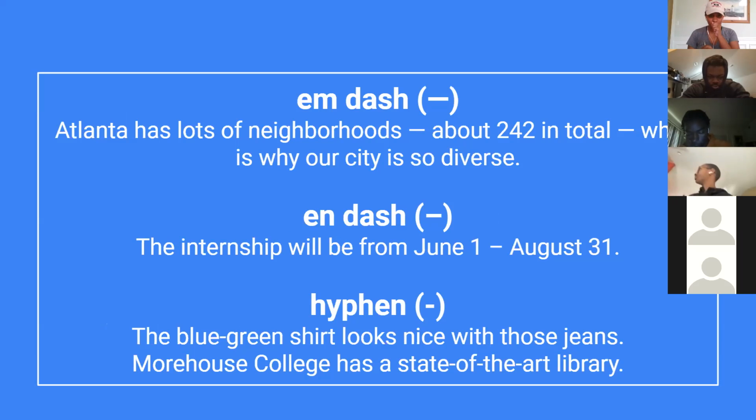Morehouse College has a state-of-the-art library. State-of-the-art is one thing describing library, and it's joining multiple words together to describe library, right? So it joins words and numbers. In this case, Morehouse College has a state-of-the-art library. Make sense?